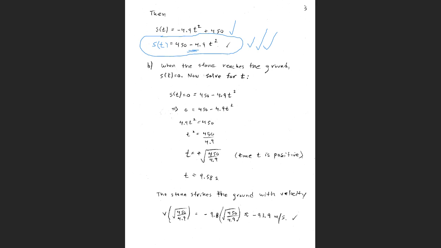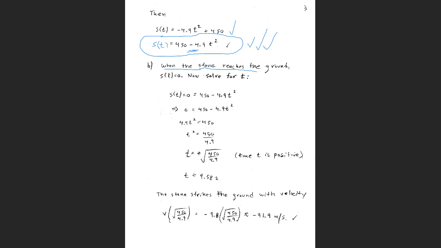All right, well now we've determined our position of this stone. We've determined the position, S of t, of this stone, the distance that the stone is above the ground at time t. So of course, when does the stone hit the ground? Well, that's what we're doing in part B. We want to find the time when the stone hits the ground. Whenever they say when, they're talking about find the time.